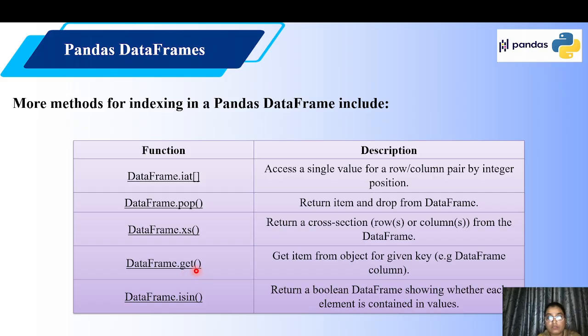Then we have DataFrame.get, which gets an item from the object for a given key, and DataFrame.isin, which returns a boolean data frame showing whether each element is contained in values or not. So these are some methods. I want you to practice these methods because there are many more and I can't show you all in the given time. So just explore these methods and practice on your own.